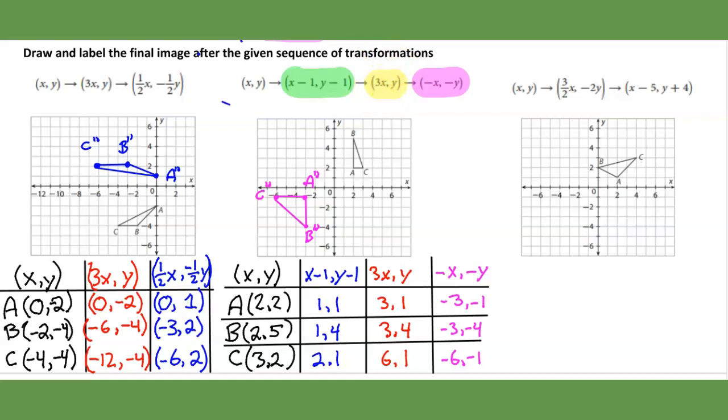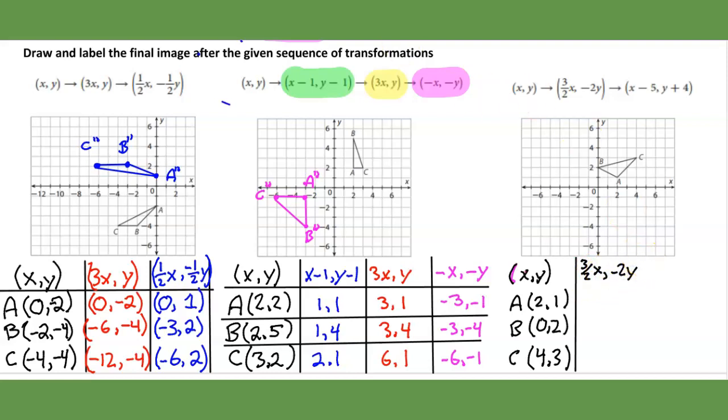Okay. Let's get the last one started here. Our coordinates should be 2, comma 1, 0, comma 2, 4, comma 3. And then our next transformation is 3/2 of x, which is the same as 1.5. So let's get 1.5 times bigger. And -2y. And lastly, we're going to go left 5 and then up 4. X minus 5, and then move it up 4.